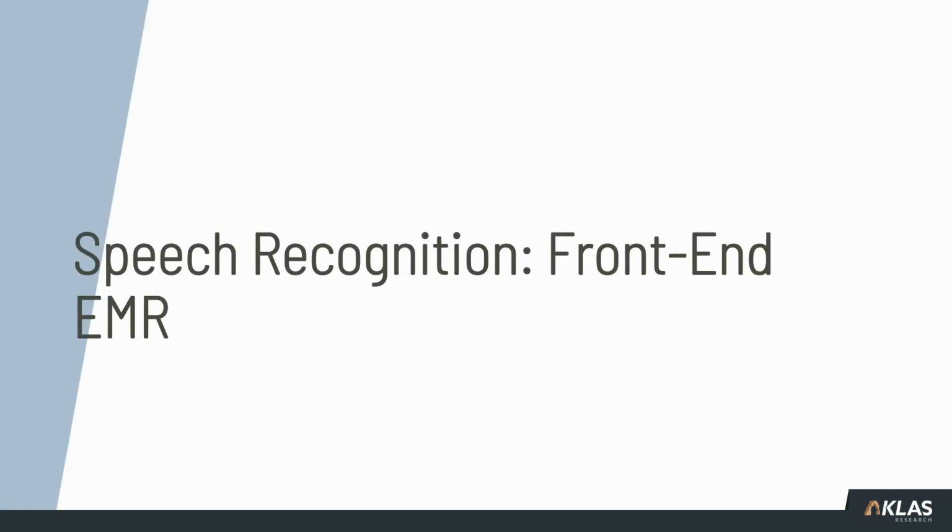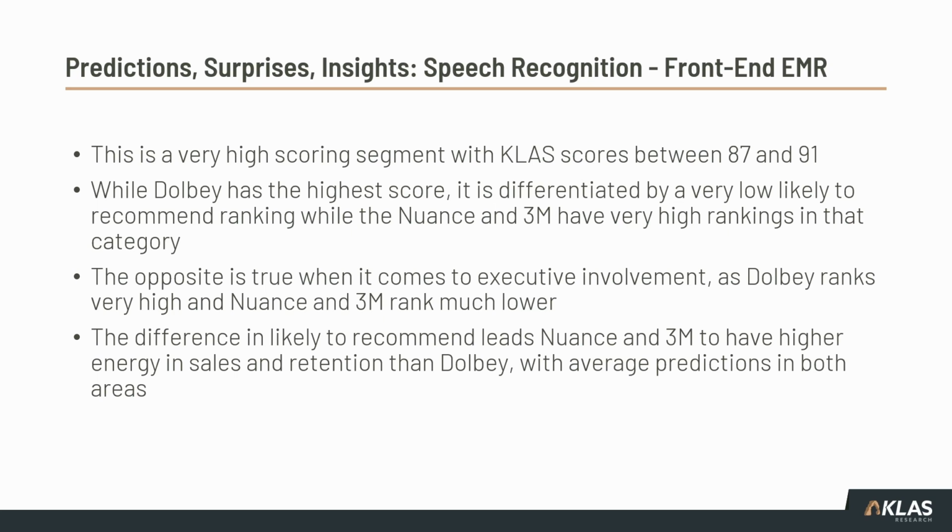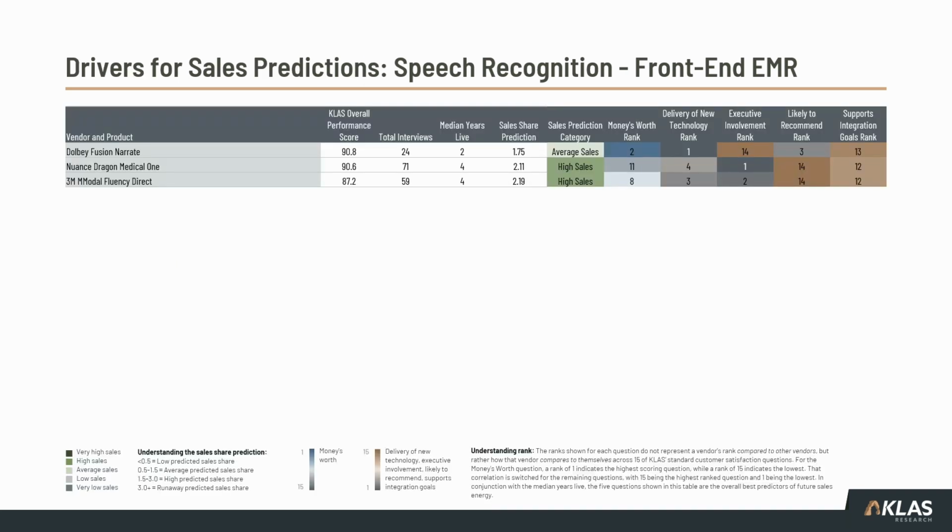All right, the next section that we're going to take a look at is speech recognition, specifically the front end EMR. So walk me through what we're seeing in this space. Perfect. So this is a really high performing market segment where most are performing in the high 80s and 90s, and Dolby has the highest score. However, their likely to recommend is a little bit lower than Nuance and 3M, which is really leading to this sales prediction of Nuance and 3M having higher sales than Dolby. As you can see, that likelihood to recommend on those is swapped.